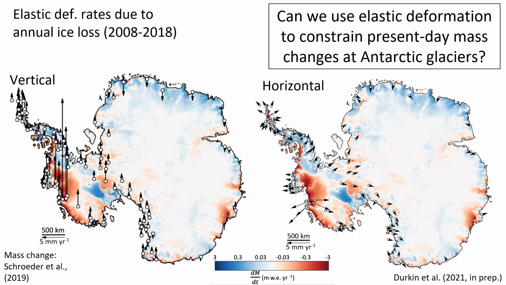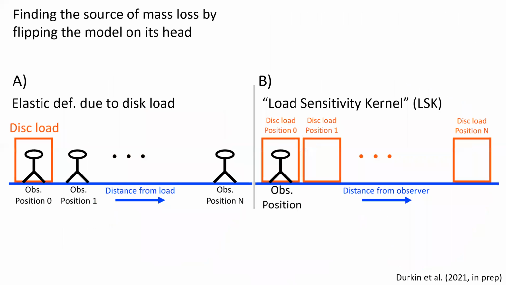To get there, one of the questions that we need to know the answer to along the way is, what is the ice loss that each GNSS site is responding to? We can answer this by taking the way we typically model elastic deformation and flipping it on its head.